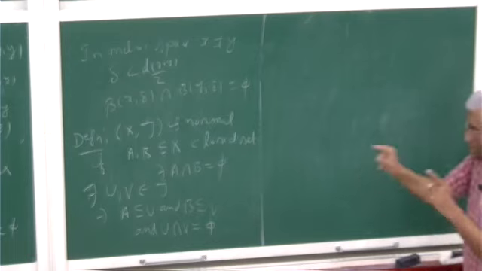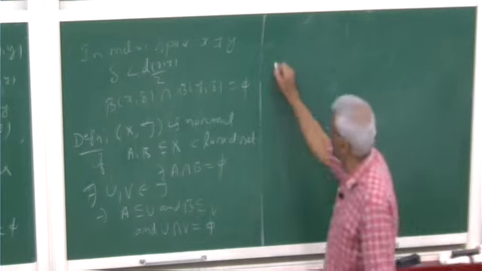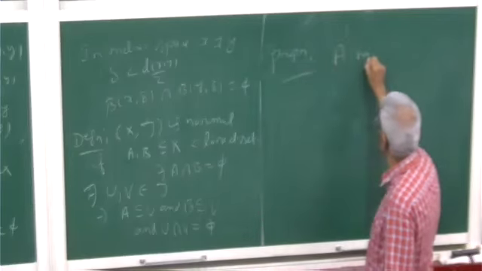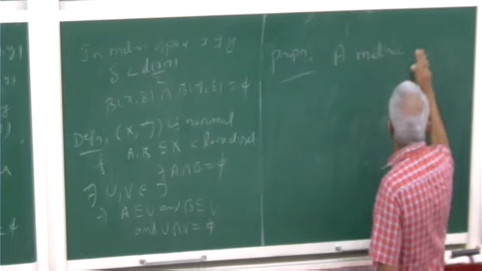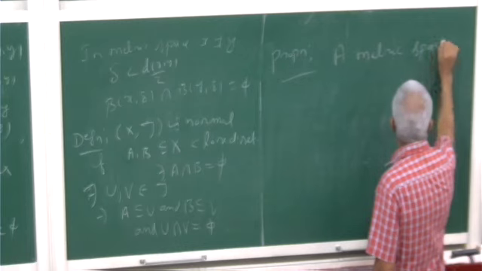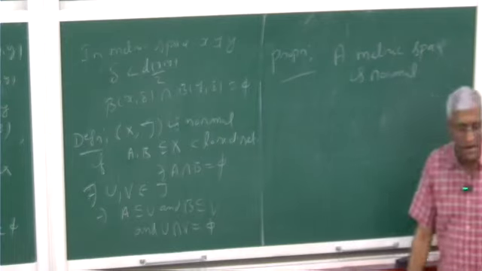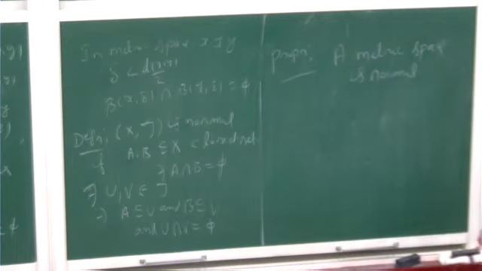Okay. So we want to prove this. The proposition is: a metric space is a normal topological space. Metric space is normal. That is a property, and the definition is for any topological space. You have X, and a collection of sets declared to be open sets. Then the topological space is said to be normal if, given any two disjoint closed sets, they are contained in open sets which are disjoint.